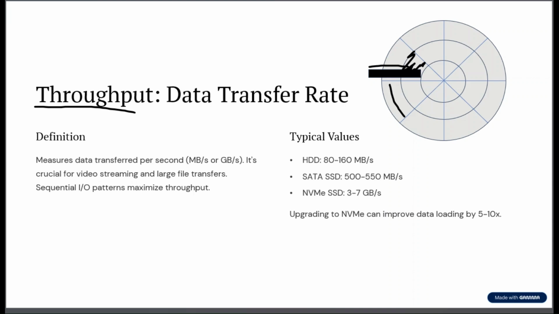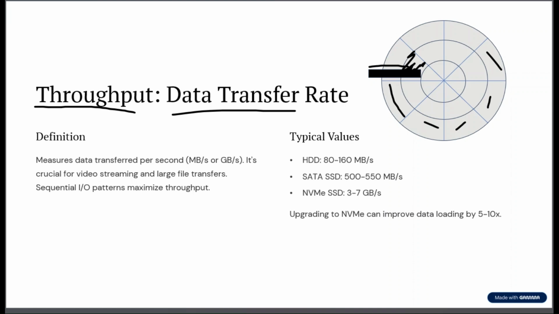So data transfer rate generally measures the data transfer per second in MBs or GBs. Data transfer rate is very crucial in video streaming and large file transfers, because time matters when we are transferring large amounts of files. So sequential input output maximizes the throughput. If the inputs and outputs are in sequence, it would be comparatively much faster.